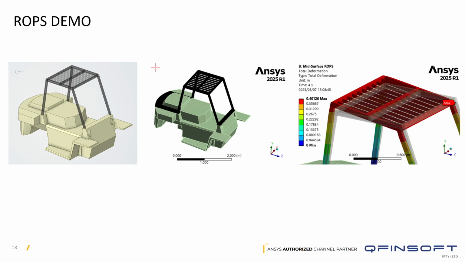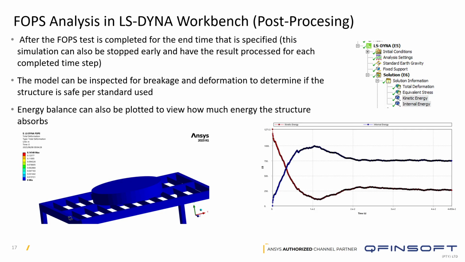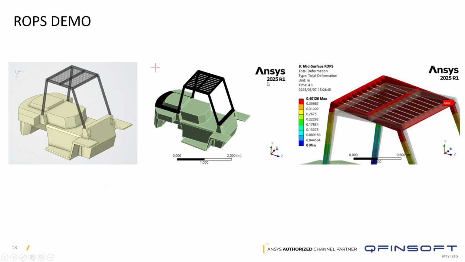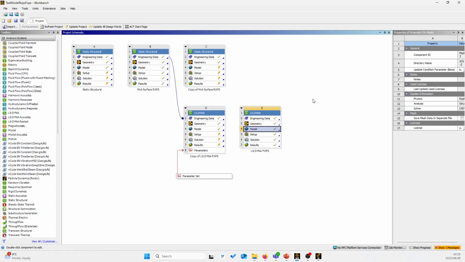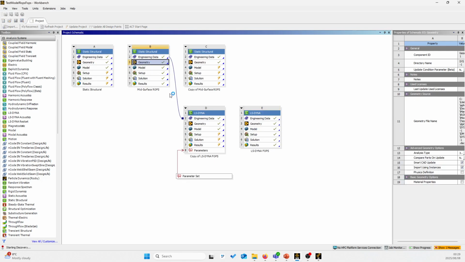From here, we'll quickly go into how we set up these simulations inside of Workbench. For this case, we'll be looking at a ROPS demo. I have our Workbench environment set up here, and I've already done a few tests. Here we have our ROPS analysis, where we have mid-surfaced that cabin. I can quickly open the geometry here, and you can see how the geometry is created inside Discovery.